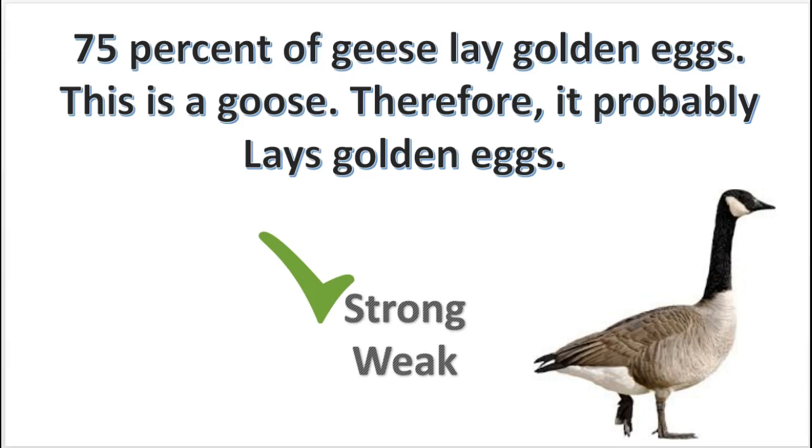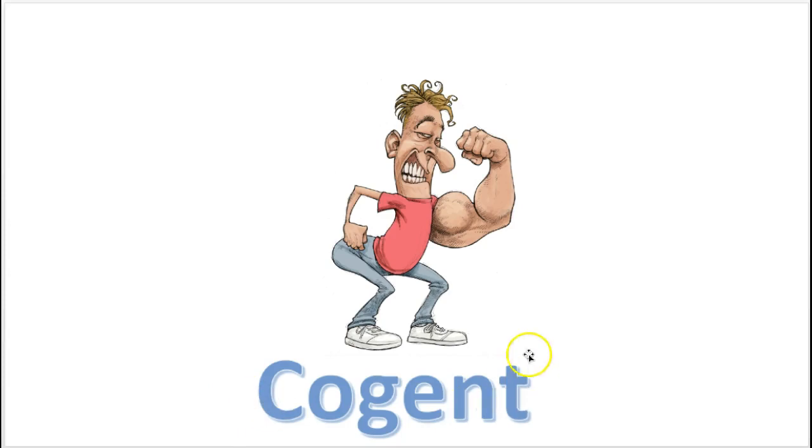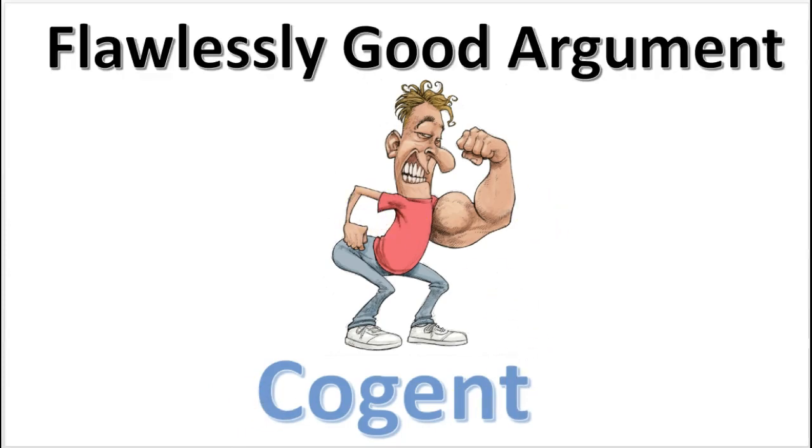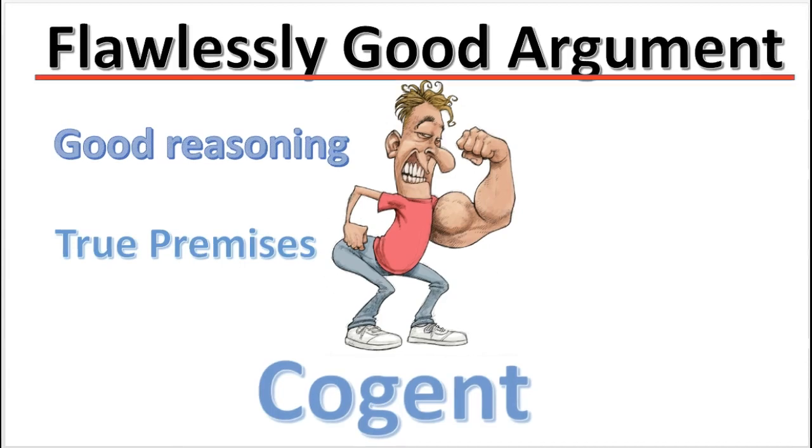Now, you remember this argument? The golden geese laying eggs. It followed 75% probability, so it makes it a strong argument. But you know that the premises are untrue, and it's uncogent because geese do not lay golden eggs. Okay, so a cogent argument is a flawlessly good argument. It has good reasoning, that is, the premises support the conclusion, and it has true premises. Therefore, it's a flawlessly good argument.